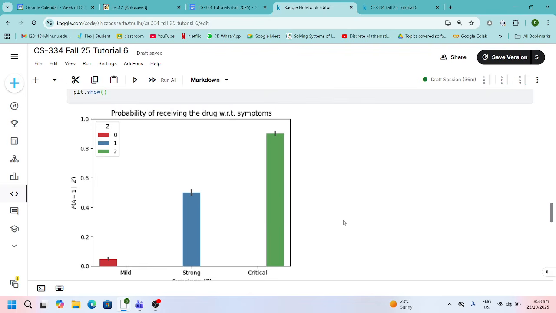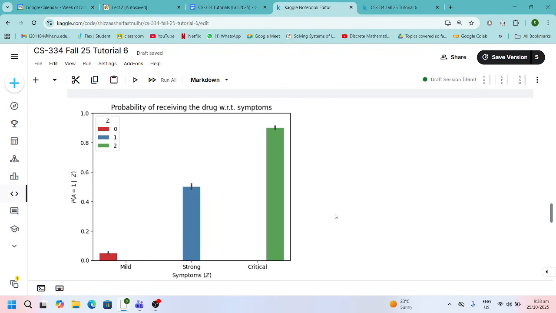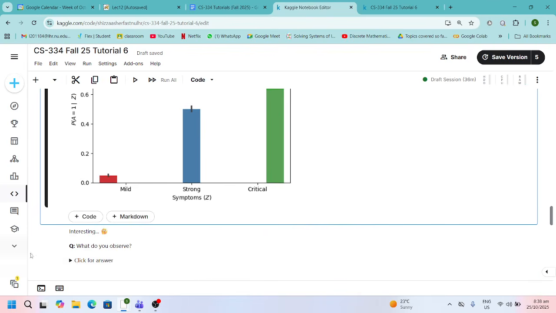So now I make another plot for the probability of receiving the treatment with respect to symptoms. And what do I observe over here? A fairly positive trend. People जिनके symptoms ज़्यादा severe हैं are more likely to receive the treatment. So people with critical symptoms are much more likely to receive treatment than people with strong symptoms, which are more likely to receive treatment than people with mild symptoms.